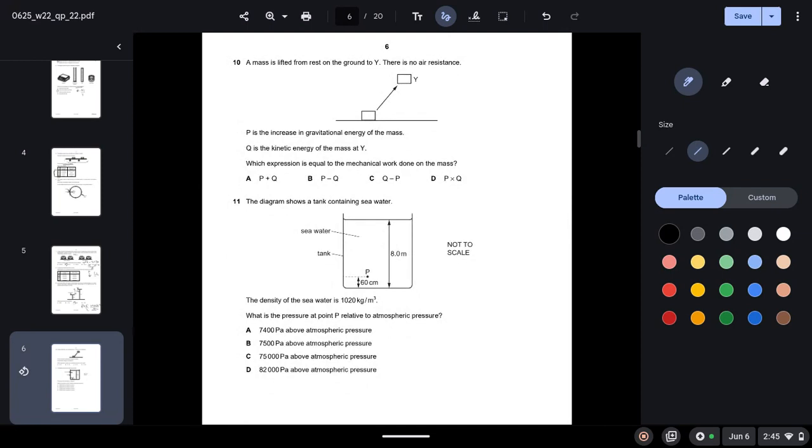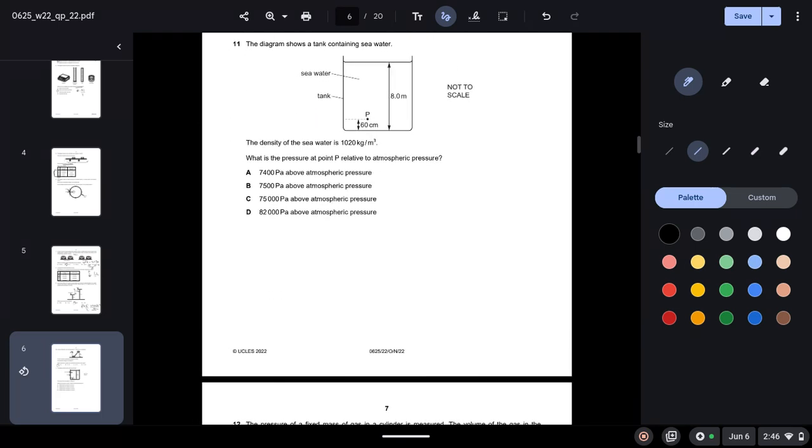Question 10. A mass is lifted from rest on the ground to y. There is no air resistance. P is the increase in gravitational energy of the mass. Q is the kinetic energy of the mass at y. Which expression is equal to the mechanical work done on the mass? So the mechanical work done is the total work done on the mass in taking it from this point to y. So the total work done would obviously be P plus Q, the gravitational energy plus the kinetic energy.